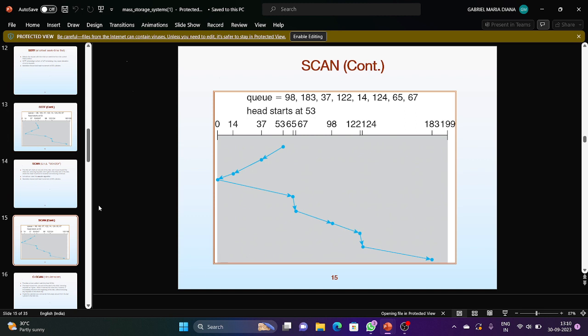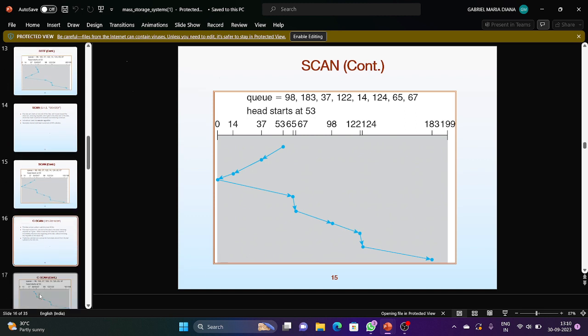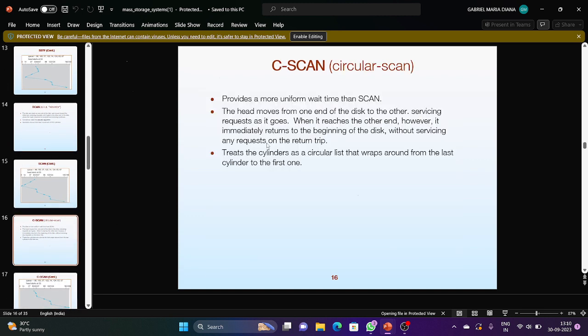Next we'll get to know about C-SCAN, also called circular scan. In this, the head moves from one end of the disk to the other, servicing requests as it goes. When it reaches the other end, however, it immediately returns to the beginning of the disk without servicing any requests on the return trip. It treats the cylinders as a circular list that wraps around from the last cylinder to the first one. So let us know about the circular scan.